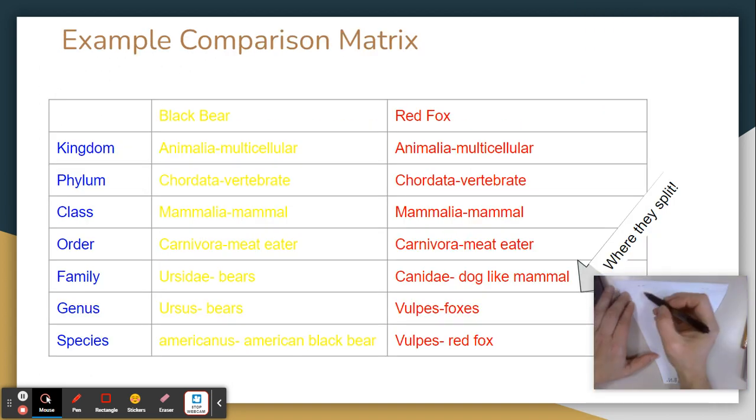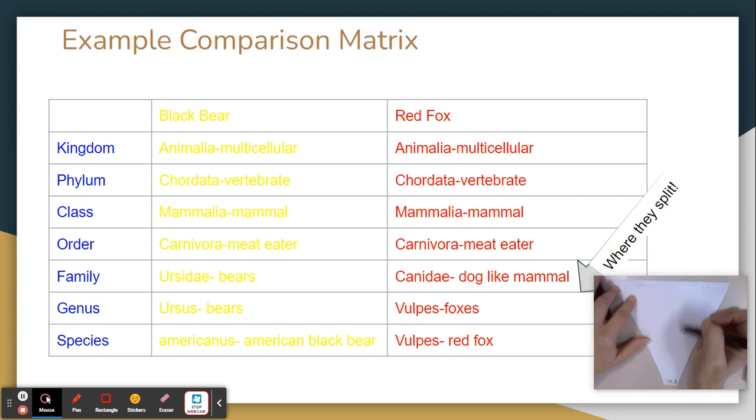So on the back, you're going to have a graph just like this, a table, and you're going to write, you don't have to do the domain. You're going to write kingdom down to species, and you'll have the 2 that you chose here, and you're going to write their kingdom, phylum, class, order, family, genus, and species, and then you're going to note where they split. Like in this example, they split at the family. They're all the same up until family, and that's where they split.